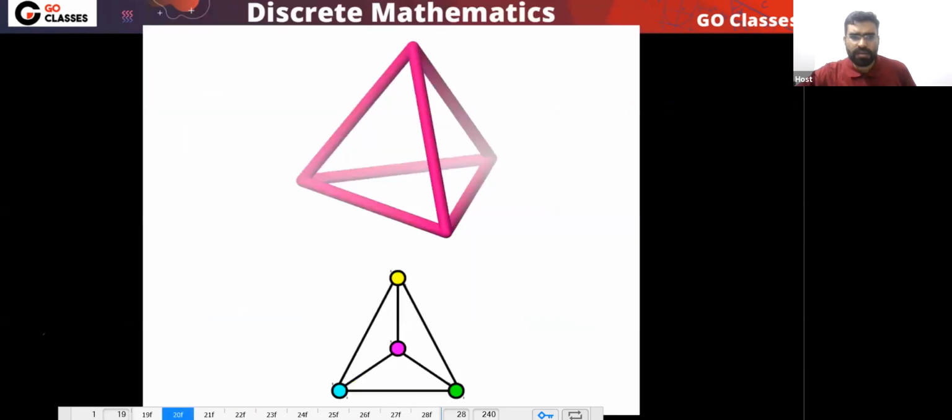Let me know. Let's see this example. For example, this graph and this graph are basically the same. These two graphs are the same.